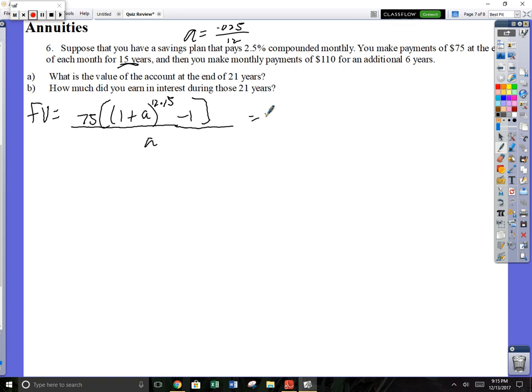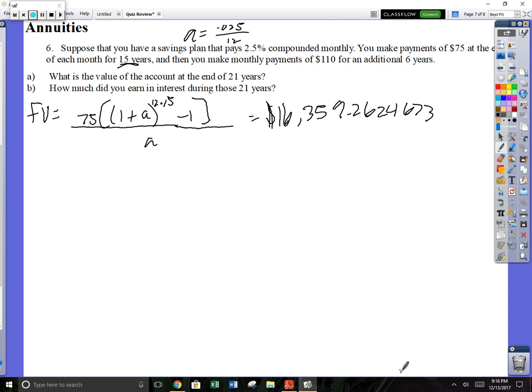0.025 divided by 12. Okay, here we go. I'm going to end up with a total of 16 grand, 359 and 26 cents. Okay, so that's how much money I got in the bank.